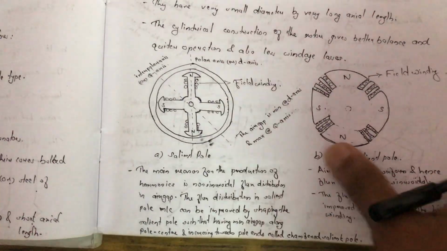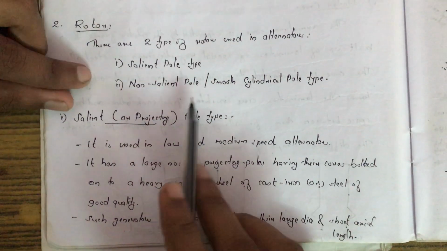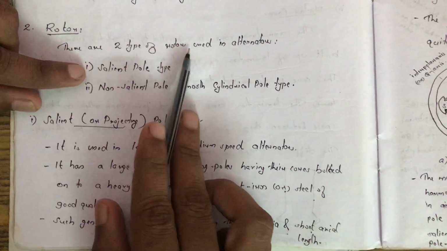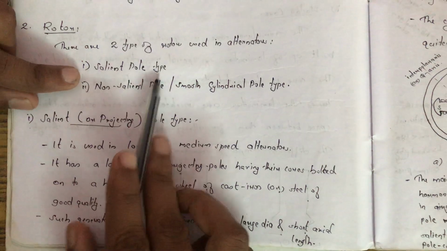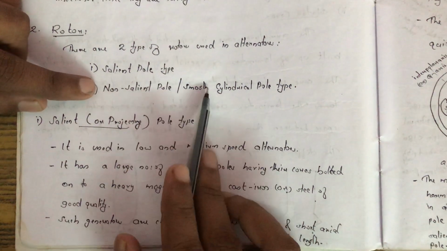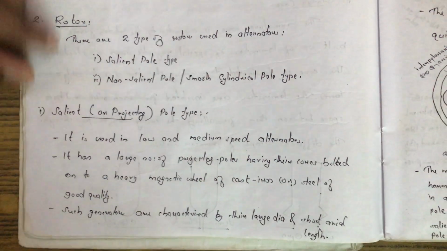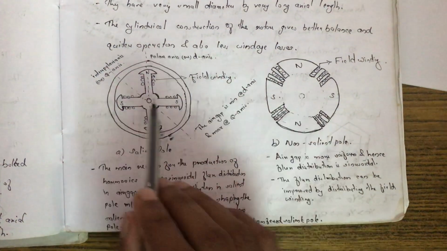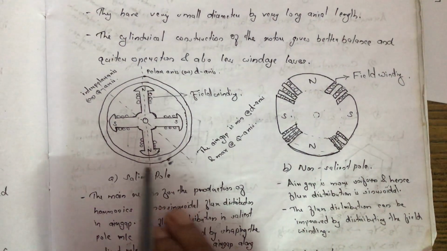Now coming to the rotor. As I have said, there are two types of alternator according to the rotor construction: salient pole and non-salient pole, also called cylindrical pole type. So this is the pictorial difference between a salient pole and non-salient pole. This is the stator part, the outer covering is the stator part.